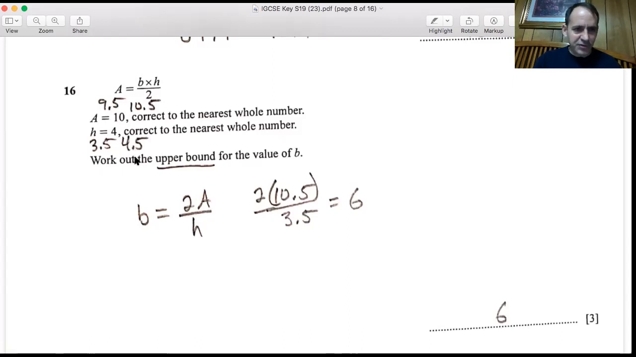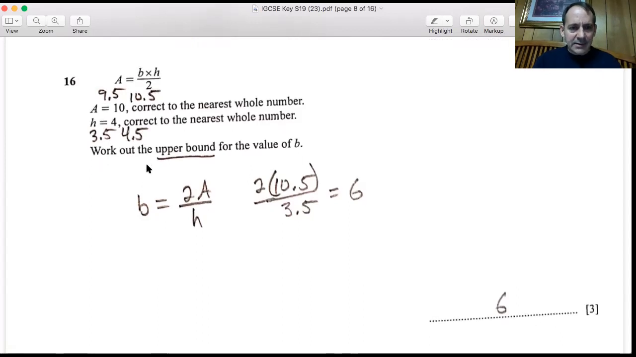Again, if this is your first time watching a video on this particular question type, the lower bound is included. The upper bound technically is not included, but we still write it with the 0.5. And now the second layer is the formula. Because it's asking for B, we need to rearrange the area formula and make B the subject. So multiply 2 to the other side and divide by the H. So B equals 2A over H.